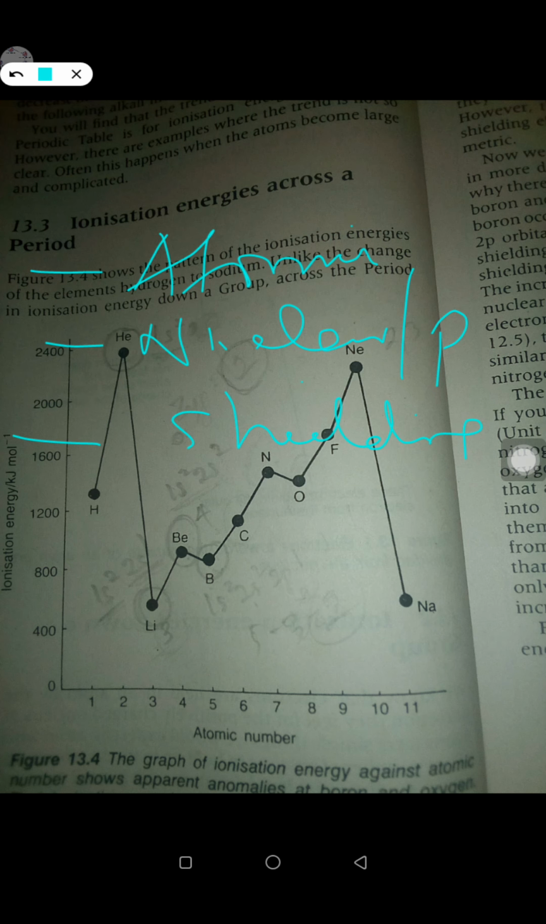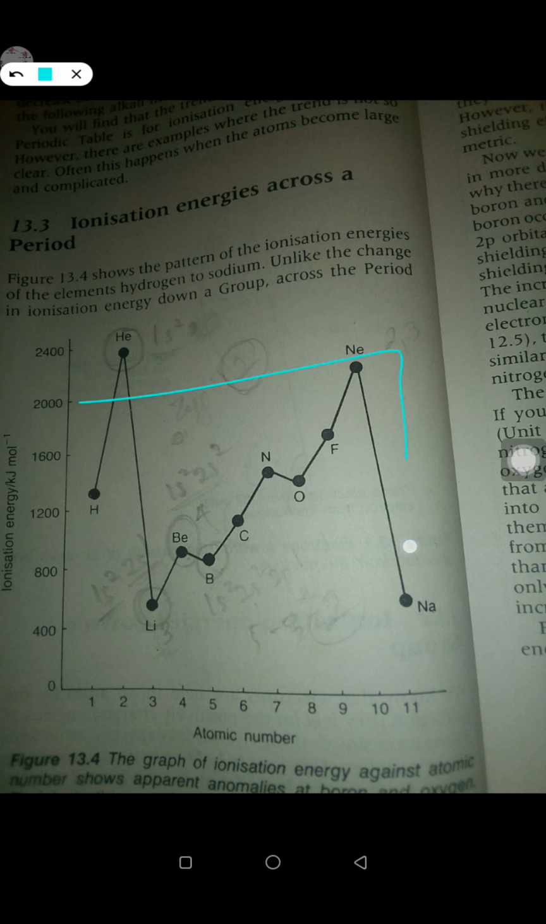Now, what do we expect to see? What's the expected trend of ionization energy across the period and down the group? Typically, it will be sensible to think that ionization energy increases from left to right across the period and decreases down the group. Okay. Now, what do I mean by that? You can see the chart on the screen.